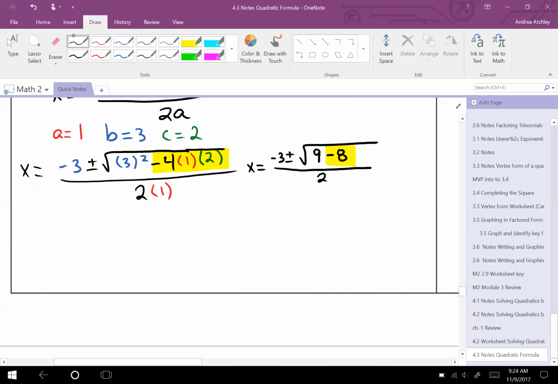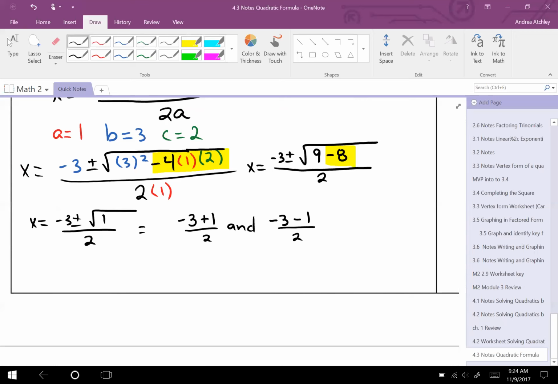Keep going. X equals -3 plus or minus the square root. 9 minus 8 is 1, all over 2. Do I know the square root of 1? Yep, we're going to keep going. So we're going to get -3 plus 1 over 2, and -3 minus the square root of 1, which is 1 again, all over 2. I separate it so I can add and subtract the 1.